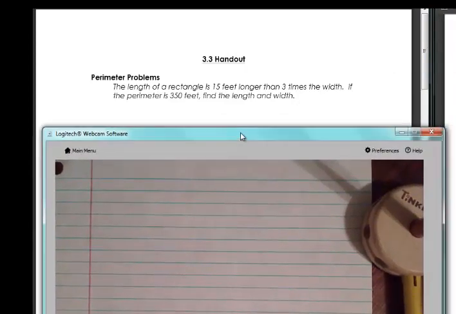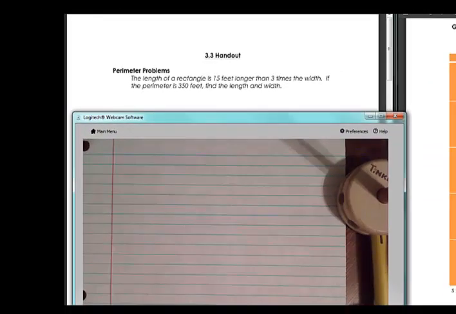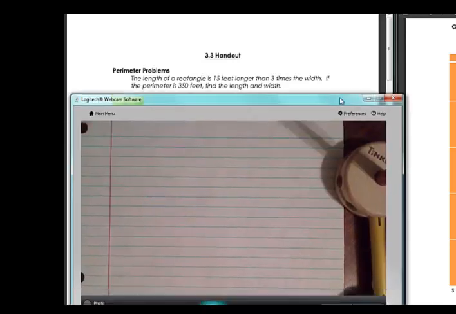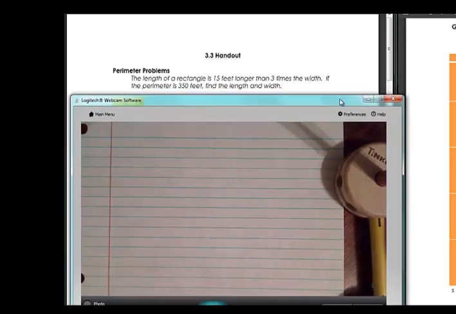So let me pull my paper over, and we're going to work the problems. So problem 1, don't cheat. Problem 1 is a perimeter problem, and it says the length of a rectangle is 15 feet longer than 3 times the width. If the perimeter is 350 feet, find the length and width.